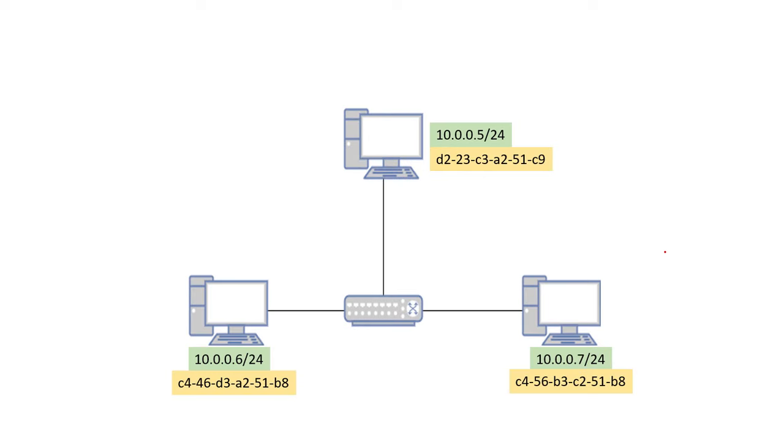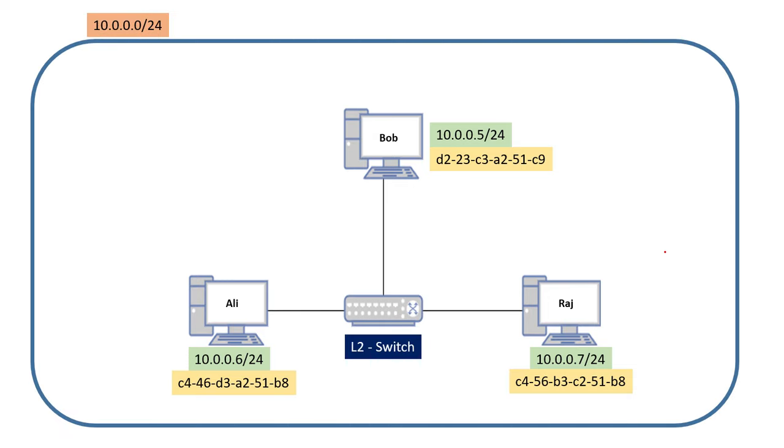So we have a small network and we have 3 devices which are connected via a switch. Let's name them Bob, Ali, and Raj. And we have an L2 switch, and we have this network, and the network ID is 10.0.0.0/24. 24 is the subnet mask, as we have already discussed in previous lectures.